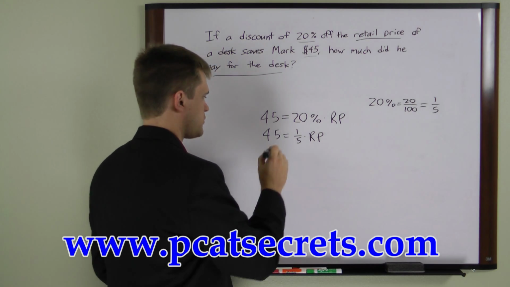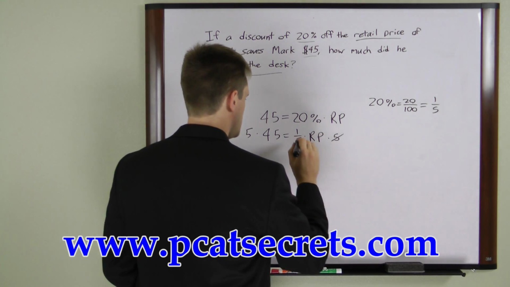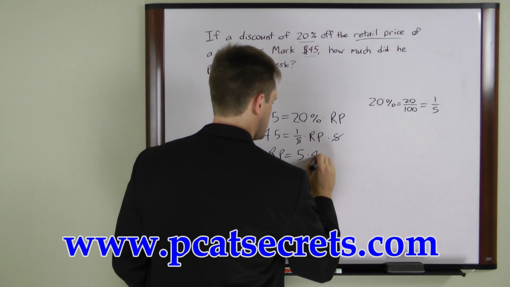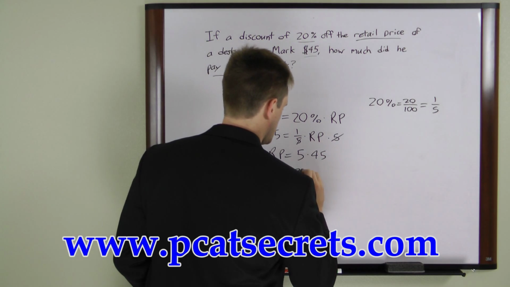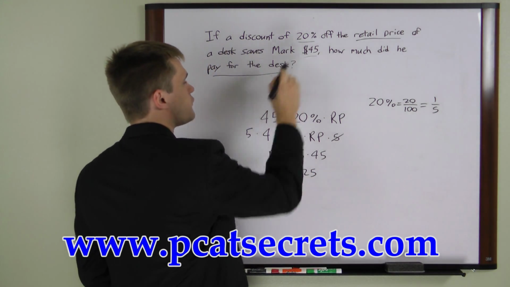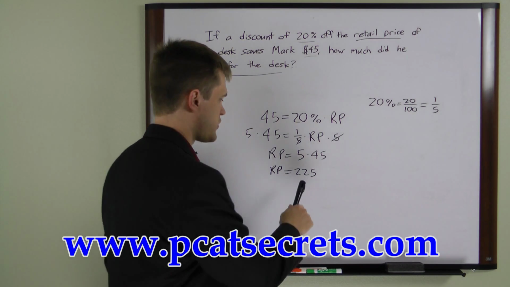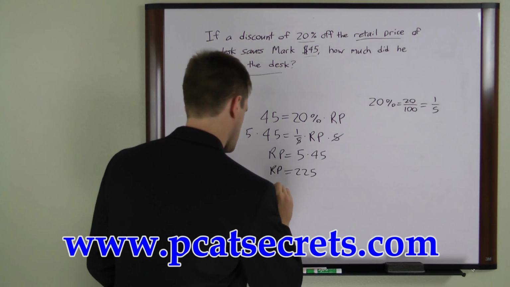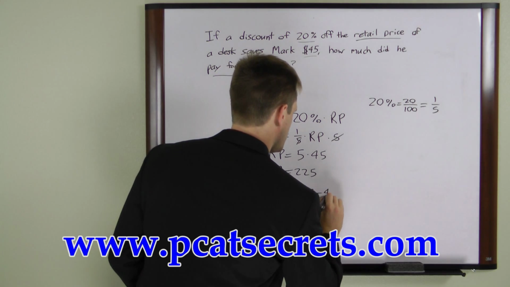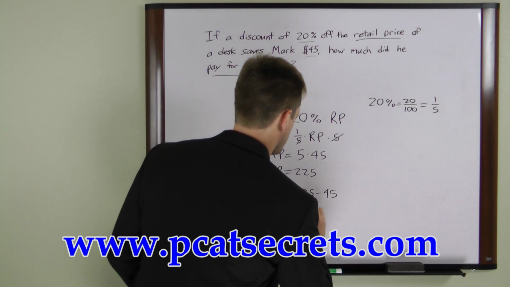Now to solve this, we can multiply both sides by 5. These 5's cancel, giving us the retail price equal to 5 times 45, or 225. Now the sale price is $45 off the retail price. So to find the sale price, all we have to do is subtract 45 from this. So the sale price is $225 minus 45, or $180.